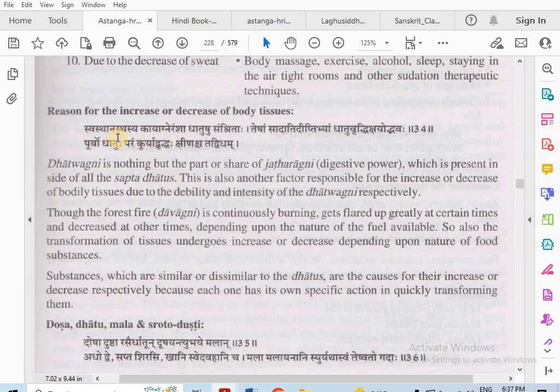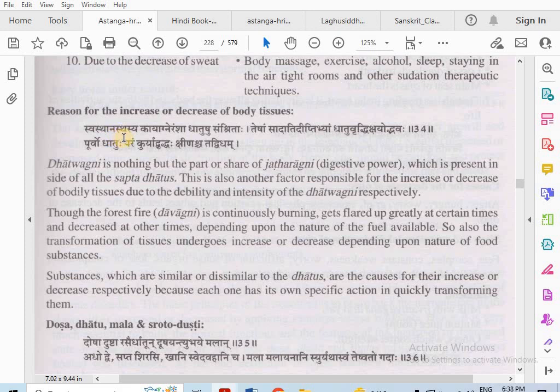So Swasthanasthasya, in its own place. Kayagnehe means of Jatharagni. Ansa means share or part. A part of Jatharagni, right? In its own place. In its own place means in each dhatu, right? Dhatushu means in dhatus. Sansritaha means staying. So parts of this Jatharagni are staying in the dhatus, each in its own place.